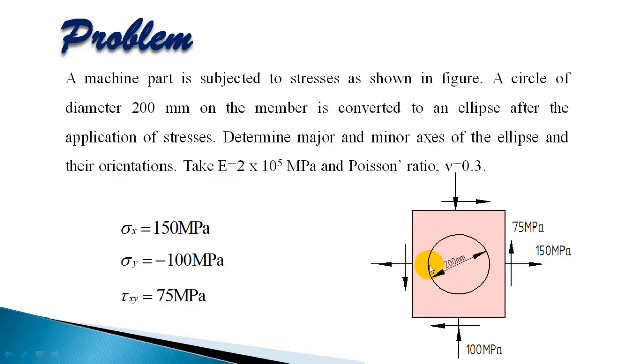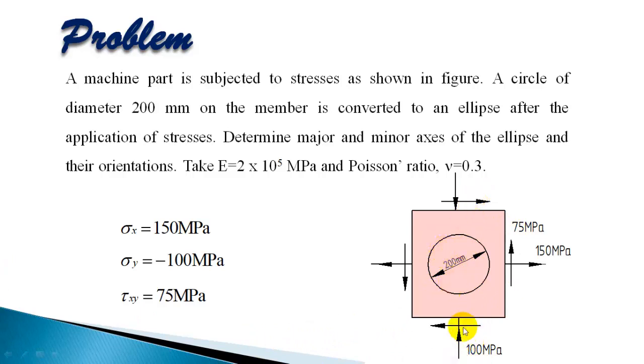Now there is a circle drawn on the member of diameter 200 mm. This circle will deform as a result of the stresses. When the stresses are applied, in one direction you will have maximum principal stress and in another perpendicular direction you will have minimum principal stress, or it may be a compressive stress, maximum compressive stress. As a result, the circle will deform into an ellipse and you have to find out the major axis. So the major axis will be greater than 200 and the minor axis will be less than 200.